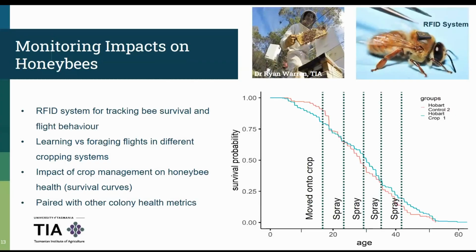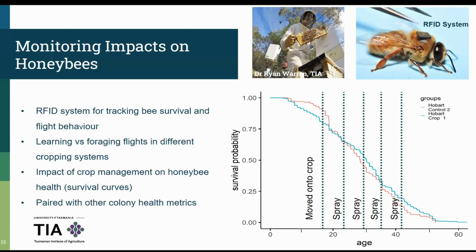We spend a lot of time testing and refining, and one nice example of how we do that is a system that one of our collaborators, Dr. Ryan Warren at TIA, has set up, where he tracks bees using an RFID system. We can look at how honeybees in a cropping system survive, which is the survival curves in the graph, compared to a system in a natural setting where there's no spraying. What we're looking for is to make sure that in our agricultural system, the survival of those bees, their flight activity and those kinds of things is comparable.